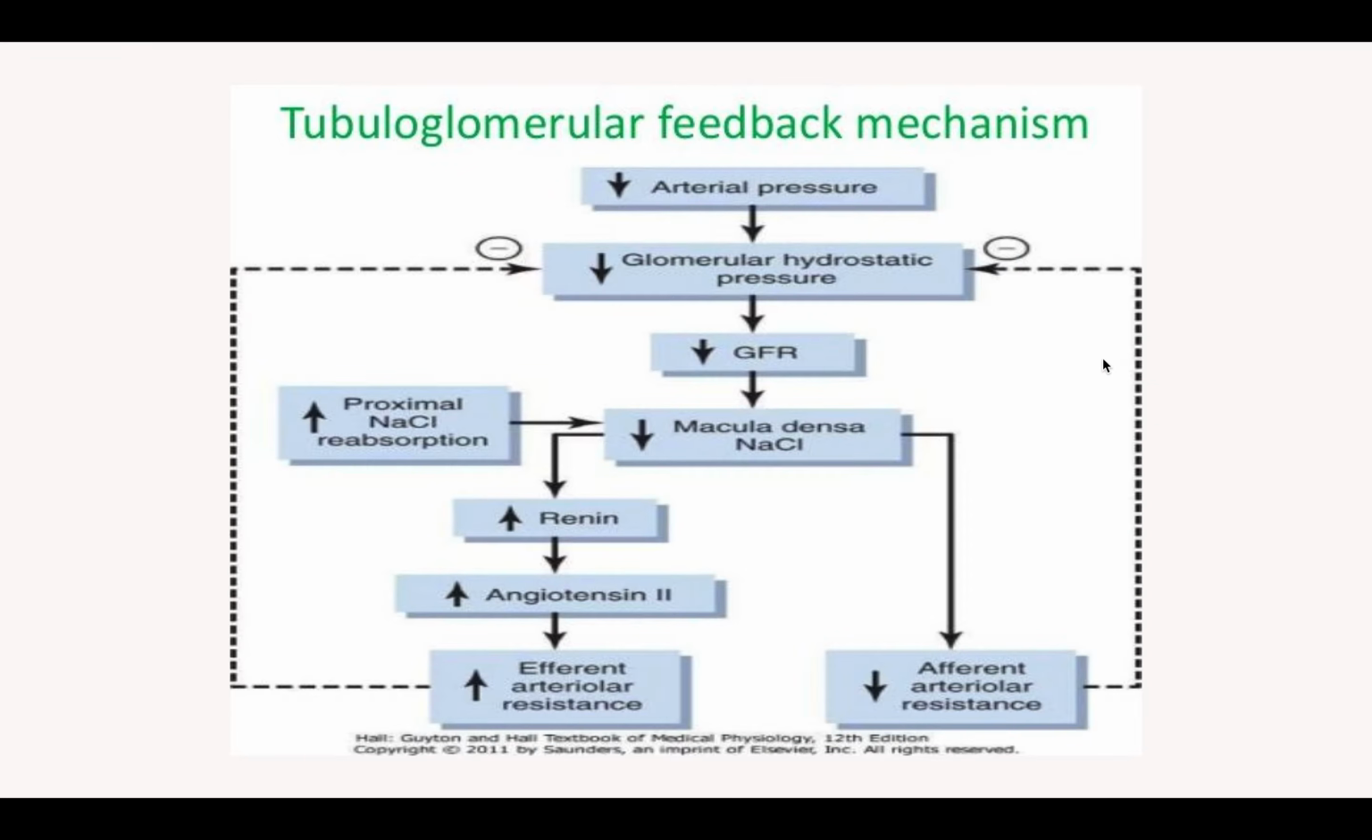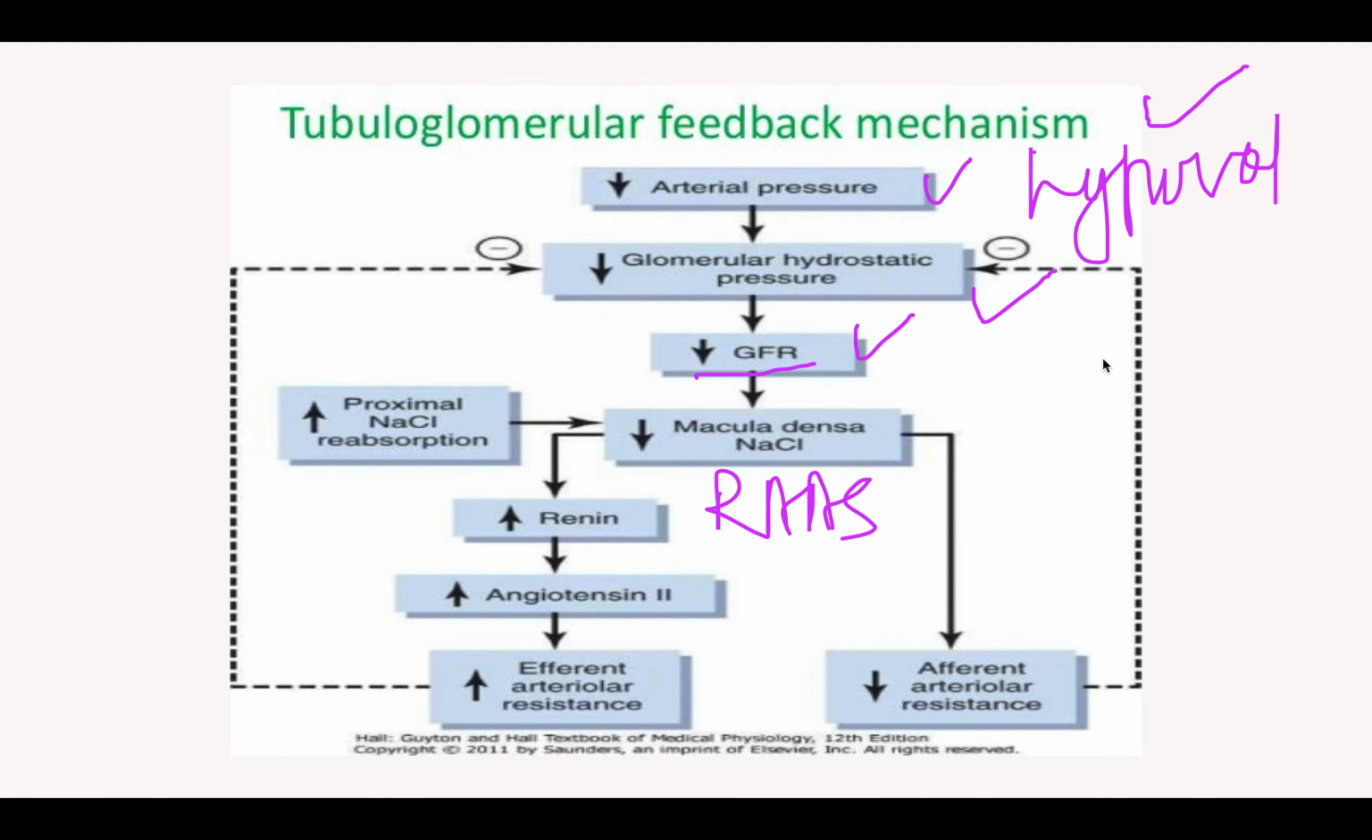Before we discuss the pathogenesis in detail, you should know what the tubuloglomerular feedback mechanism is. If due to any reason there is decreased glomerular hydrostatic pressure, that means if there is hypovolemia in the person, there will be decreased arterial pressure, decreased hydrostatic pressure, and it will lead to a decrease in the GFR. A decrease in the GFR automatically activates your RAS system. When the RAS system is activated, there is increased efferent arteriolar resistance, which will give a negative feedback and try to compensate. So this is the normal physiology.